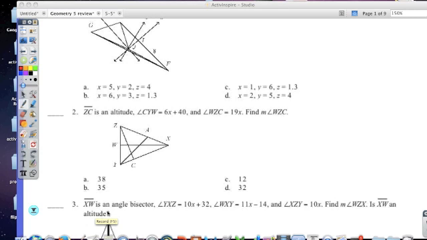ZC is an altitude. Angle CYW equals 6x plus 40, and angle WZC equals 19x. Find the measure of angle WZC. Since ZC is an altitude, you know that it meets line segment YX at a 90-degree angle. So you can put there that this angle is 90 degrees. From there, you know the equations of the other angles, so you can set it all equal to 180.